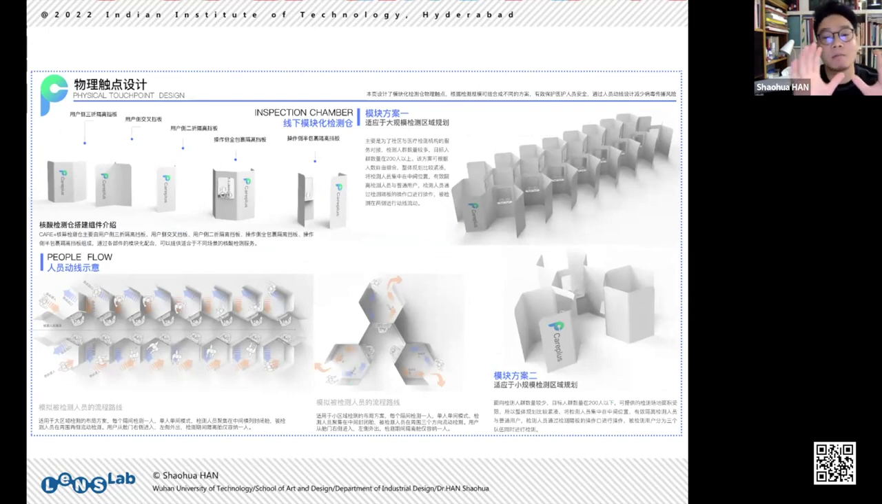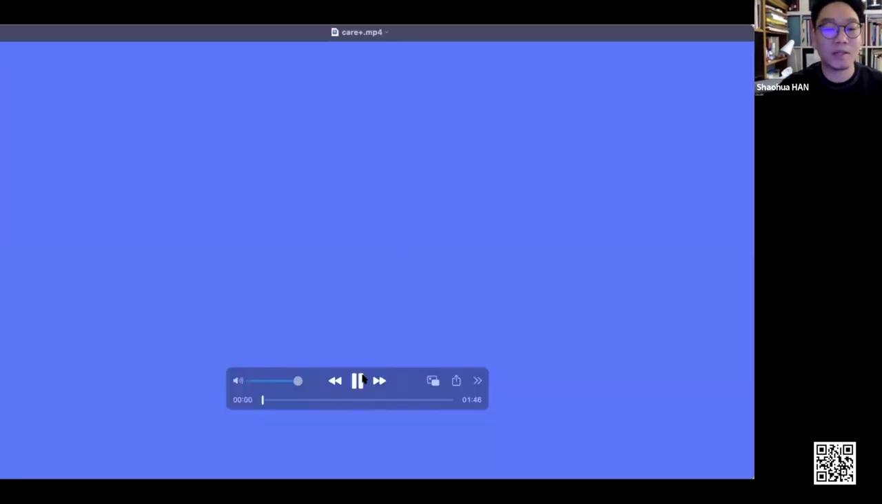So that's another picture about the physical touch point design. That's a really, really simple design, but I think it clearly shows what we wanted from the physical part. What the physical part can do to meet the needs of the clients.